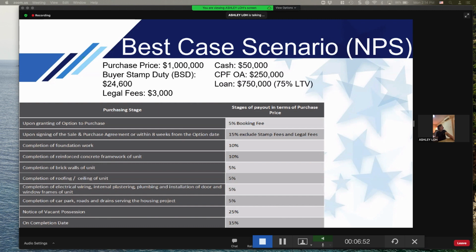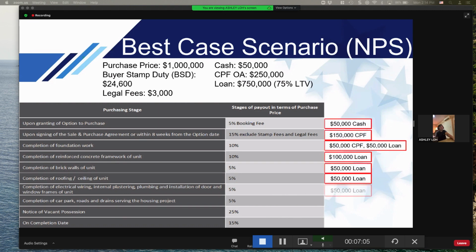Perfect. So you have 50,000 cash because the 5% OTP must be in cash. And then your CPF OA, I put 250K to cover the buyer's stamp duty and legal fees as well. And then, of course, the loan. So at the end of the day, this is the ideal situation that everybody wishes to have, but can seldom have lah.